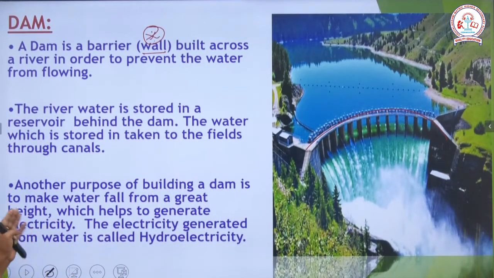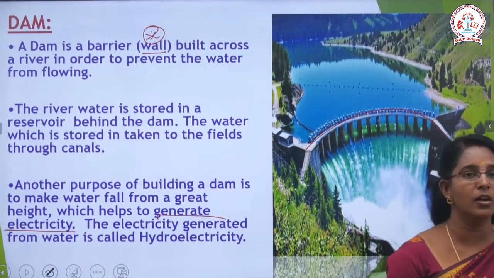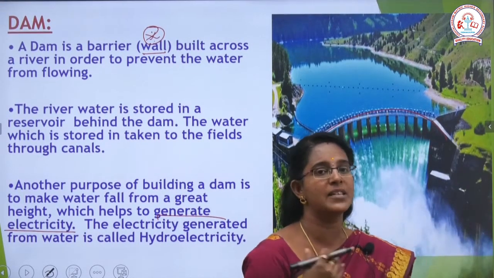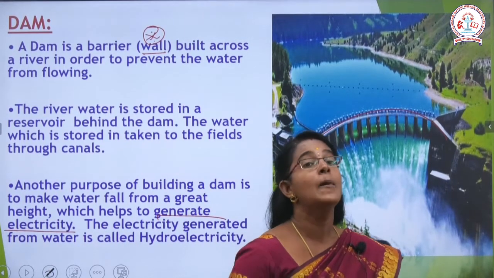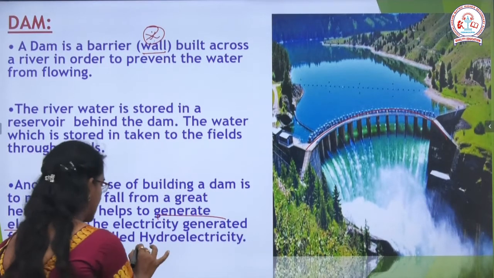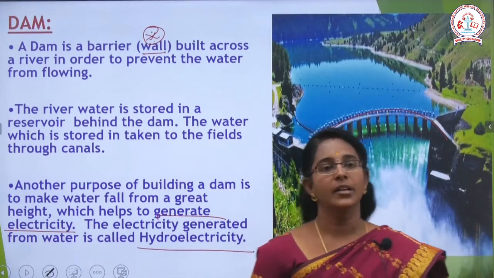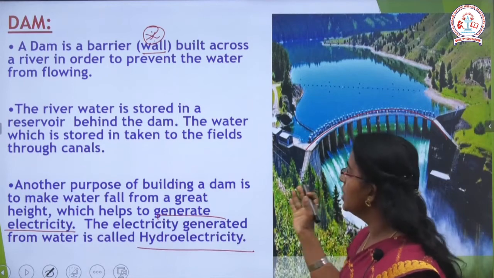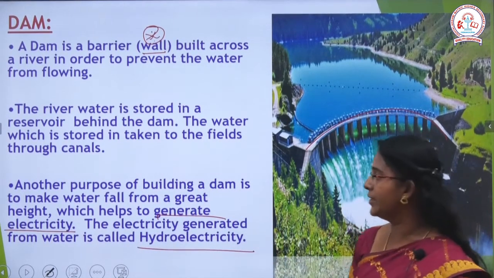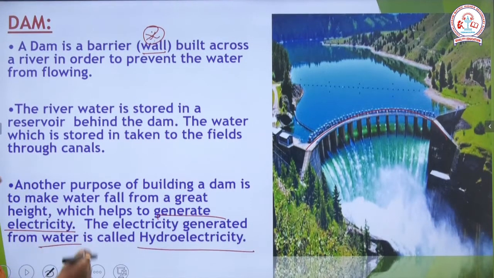Next, another purpose of building a dam is to make a waterfall from a great height, which helps to generate electricity. Our humans are very talented, they are at the next level. They are not only using the water for saving water, but other than that they also generate electricity to supply all the people. Next, the electricity generated from water is called hydroelectricity. Hydro means water, so we are getting electricity from water, that is called hydroelectricity. Once again I will repeat, another purpose of building a dam is to make a waterfall from a great height, which helps to generate electricity. The electricity generated from water is called hydroelectricity.